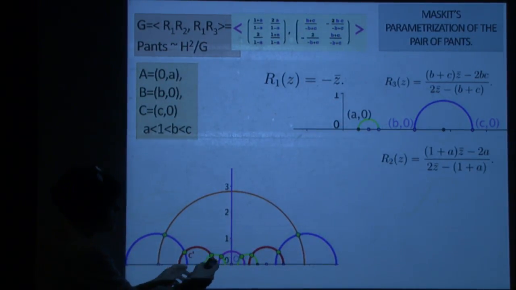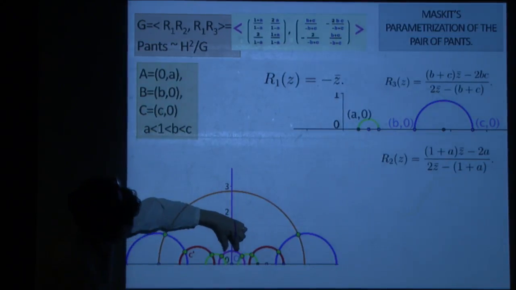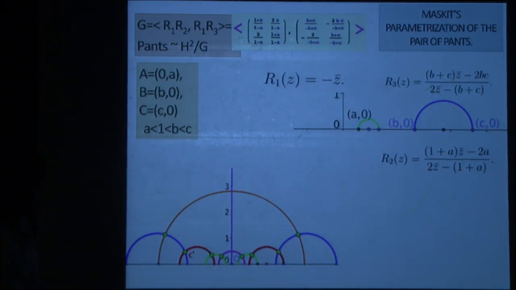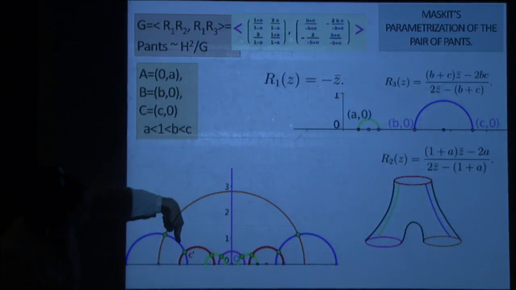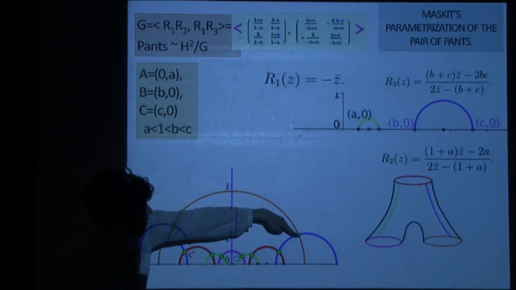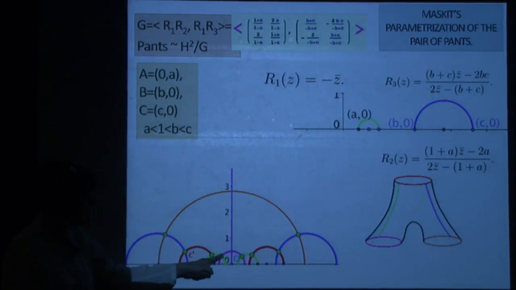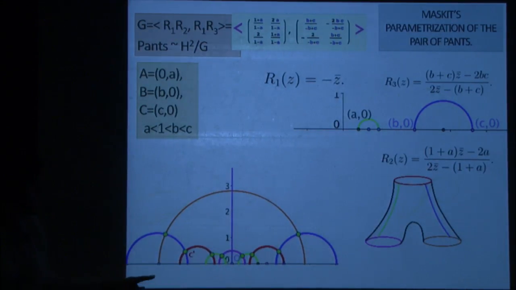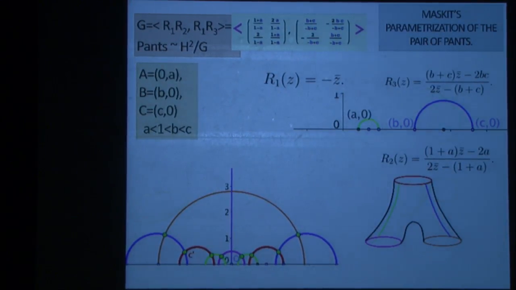I have this isometry now, and this will be a piece of a cuff, and this will be another piece of a cuff. So what I'm doing to make a pair of pants, maybe I should show you the pants here. These isometries are going to glue this blue segment with this blue segment, this green with this green, and those are the cuffs. And then the purple.